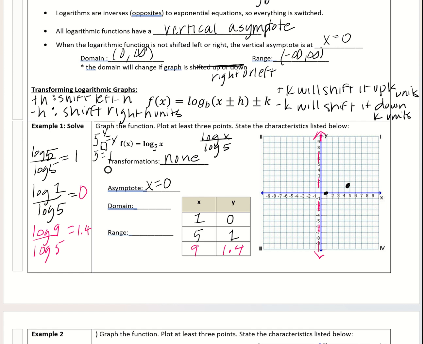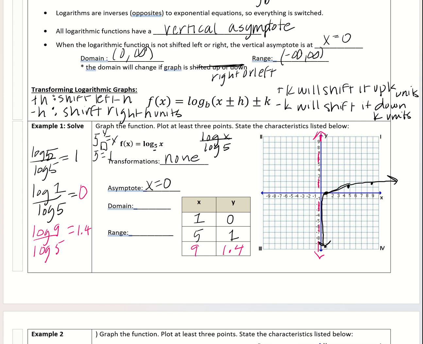Ugh, that wasn't a really great dot. It's sometimes hard to do these on here. Over 5 up 1 is right about there. And then over 9 up 1.4 is really just halfway in between those. So you can see, and then this will approach 0. So we can plug in a very low number and it'll keep approaching 0. So that is the picture.